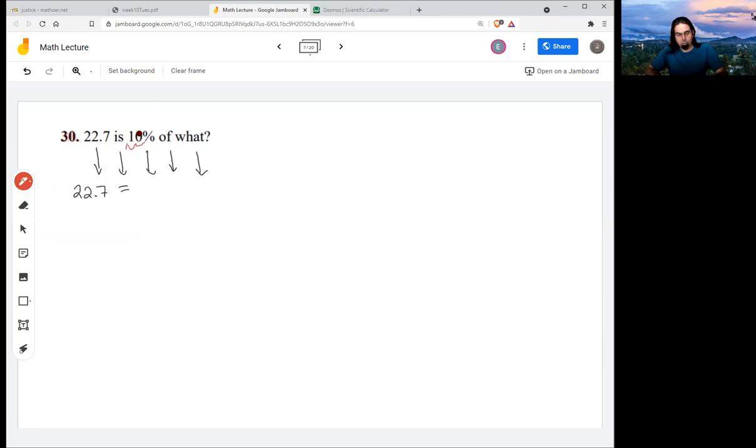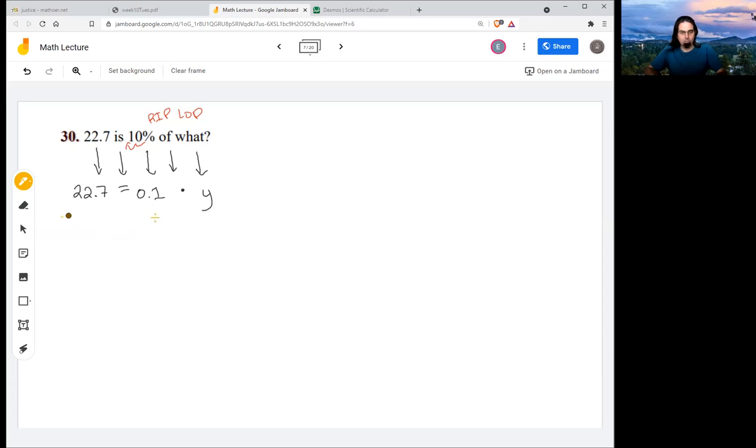Percentages, we want to change into a decimal. That's what our calculator likes. Of becomes multiply, and what becomes a letter. So something is stuck onto y with times 0.1.